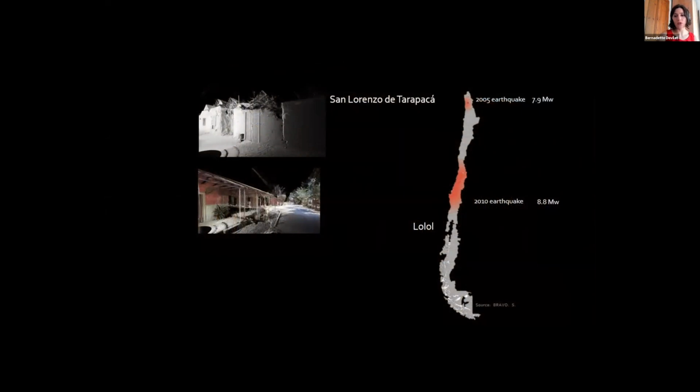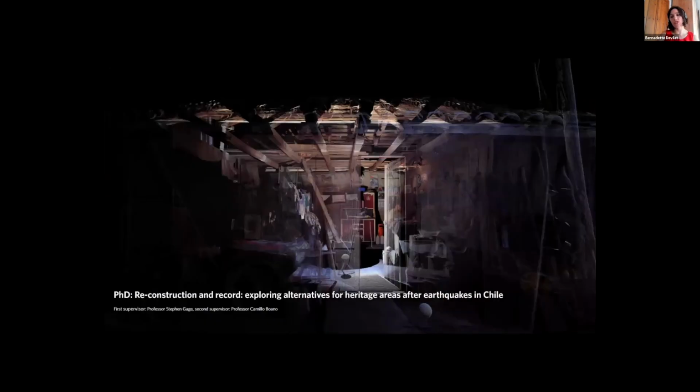Using LiDAR records and interviews of two heritage settlements in Chile, San Lorenzo de Tarapacá and Lolol, captured after the reconstruction following the 2005 earthquake and the 2010 earthquake, respectively, this paper analyzes and visualizes the inhabitation of reconstructed houses in relation to what is considered traditional before the seismic event and how this affects the perception of built heritage. This is part of my PhD titled Reconstruction and Record, Exploring Alternatives for Heritage Areas After Earthquakes in Chile, supervised by Professors Stephen Gage and Camilo Boano at the Bartlett School of Architecture, University College London, finished in 2018.